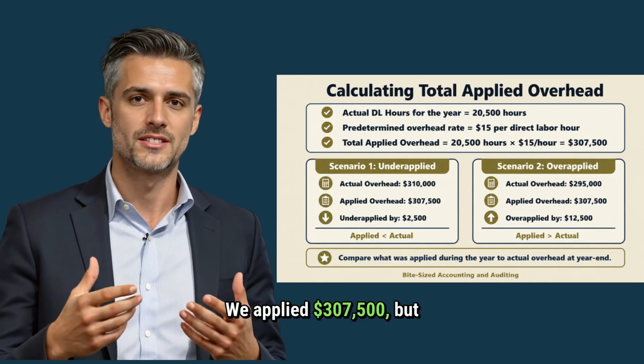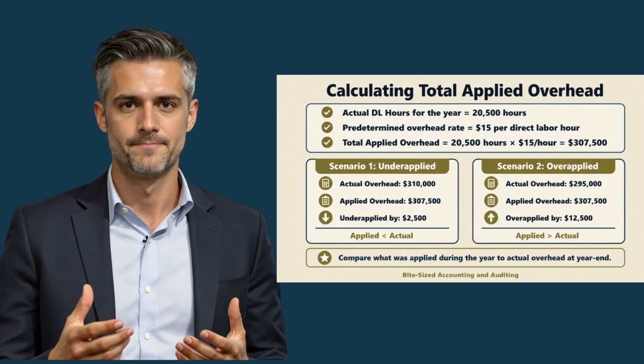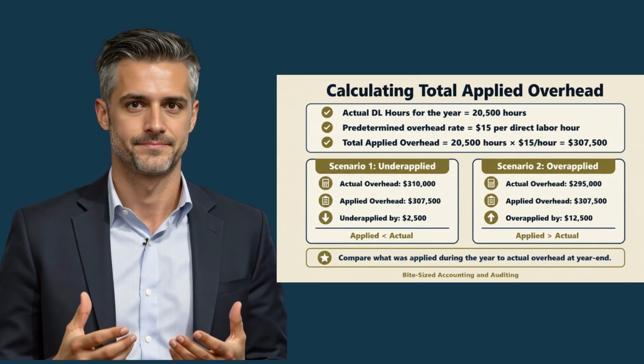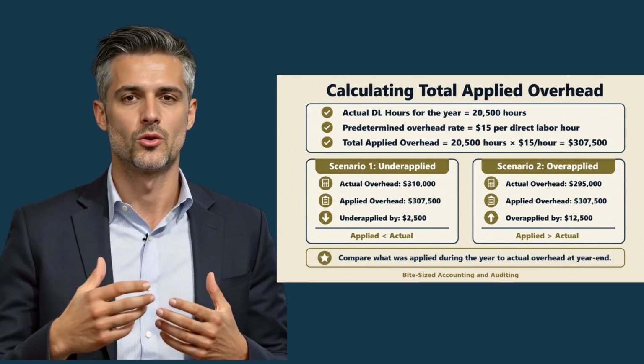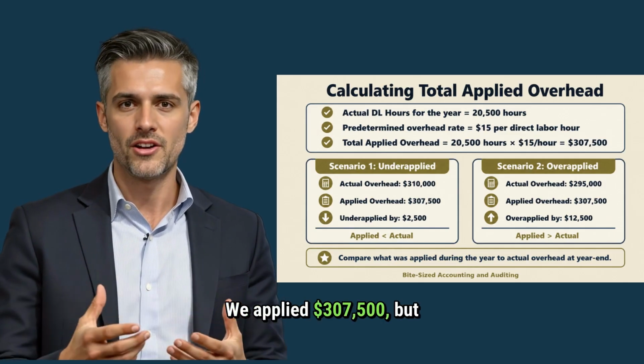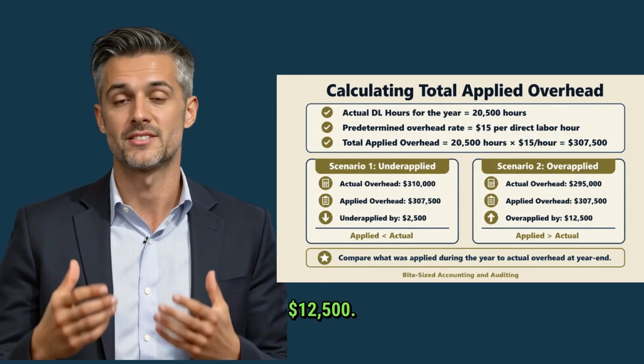We applied $307,500, but the actual cost was $310,000. We did not apply enough. Overhead is underapplied by $2,500. Scenario 2, what if the actual overhead was only $295,000? We applied $307,500, but the actual cost was less. We applied too much. Overhead is overapplied by $12,500.